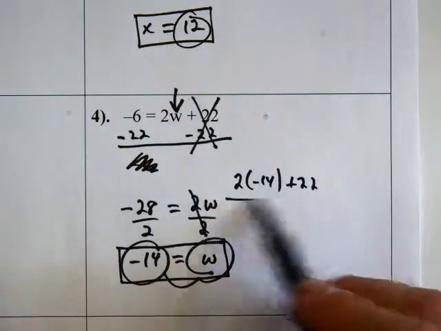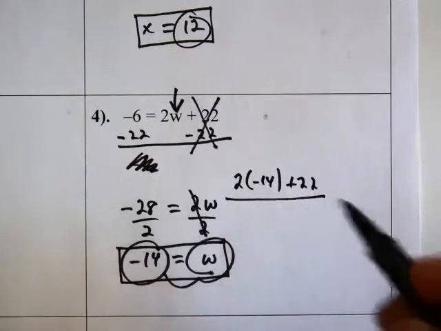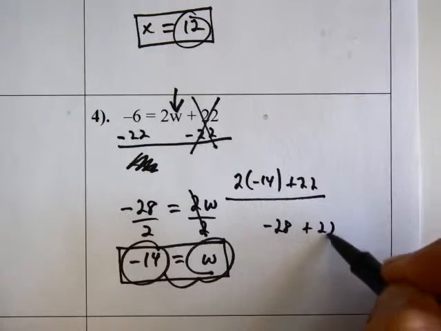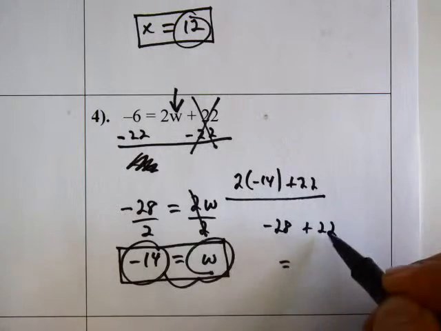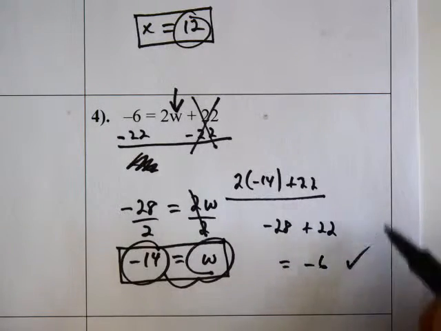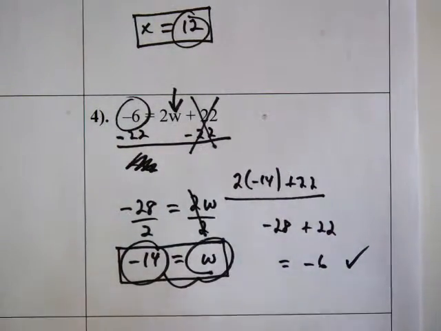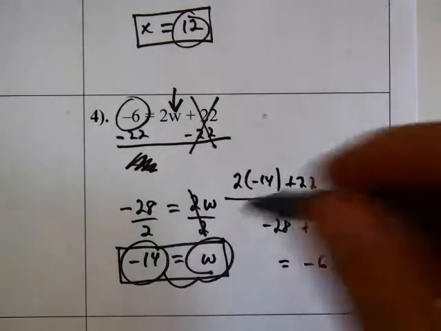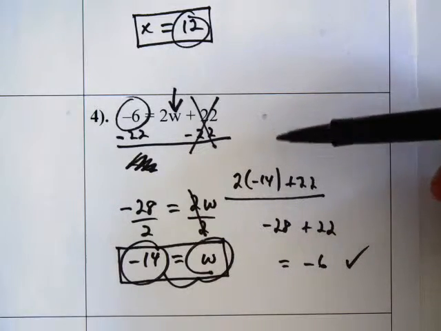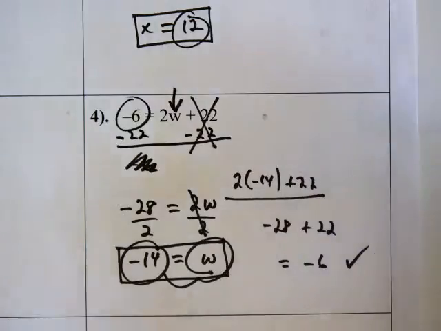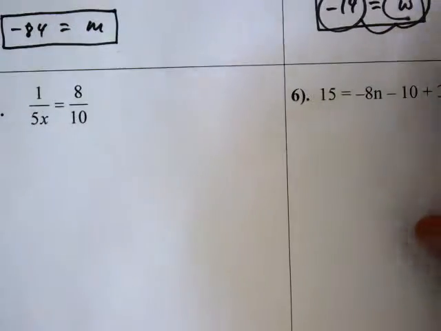And that's what I've written right here. I'm going to type it in on my calculator or just do it by hand. Negative 28 plus 22. And negative 28 plus 22 is negative 6. Check. It equals what it should. See that? So it's like I could go home and tell my parents I know I got number 4 right. It's not even guesswork. It's not like I think I did. It's like I know it. I got the right answer. I checked it. I'm done. Moving on here.